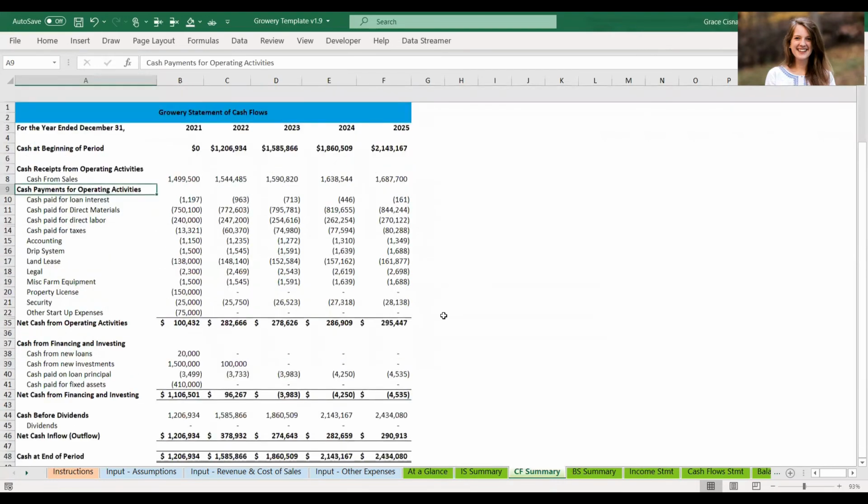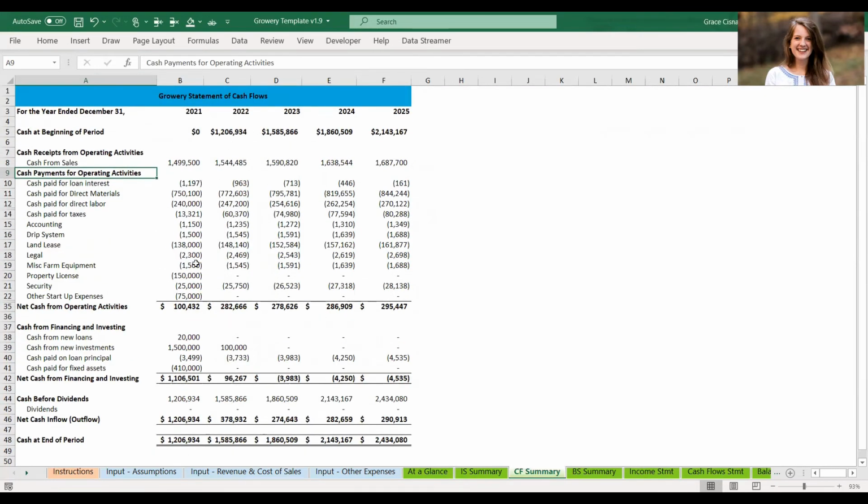The cash flow summary is really similar. This is our annual summary. There are a couple items on the cash flow statement that don't show up on an income statement, and those are non-revenue or expense cash flow items. So cash from a new loan, we don't consider that revenue, but that is a source of cash. So we see that coming in.